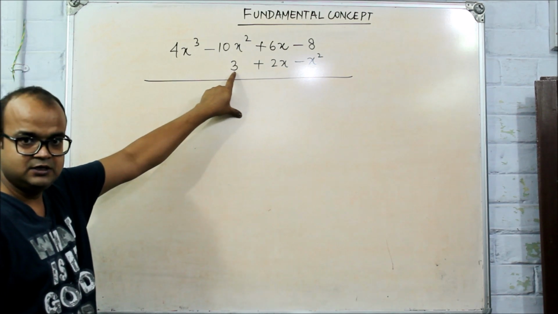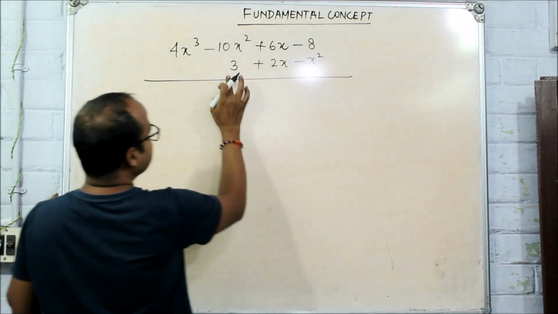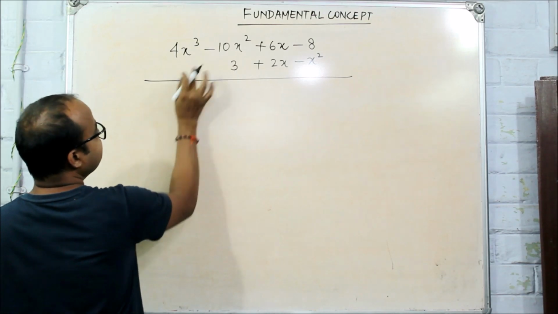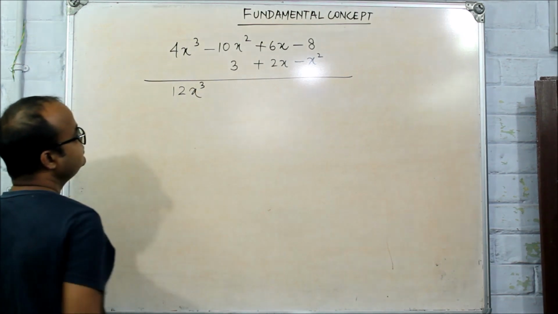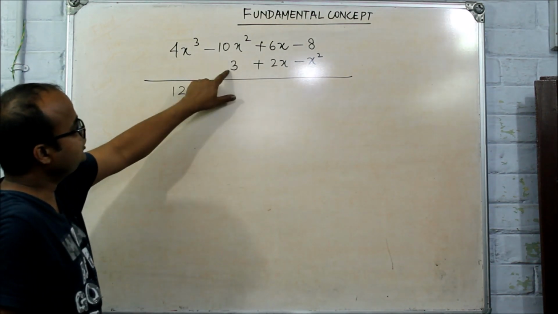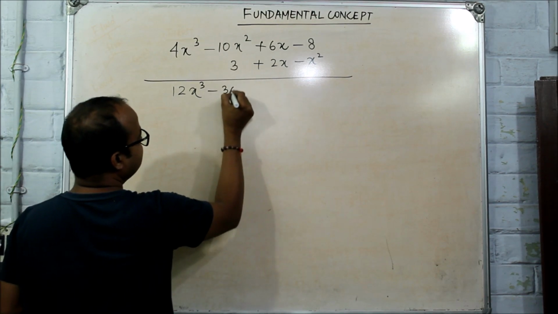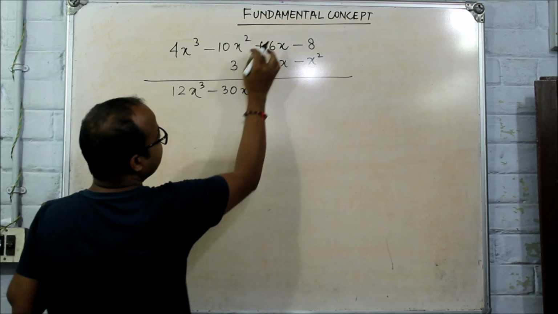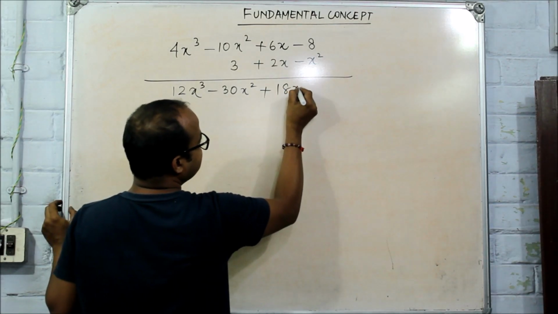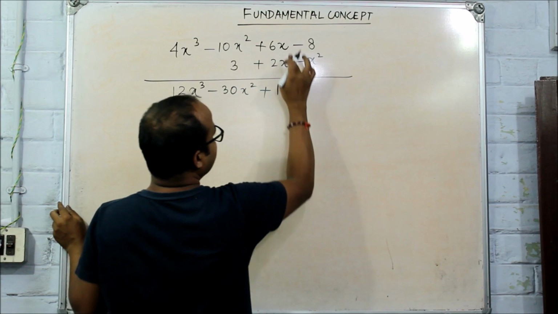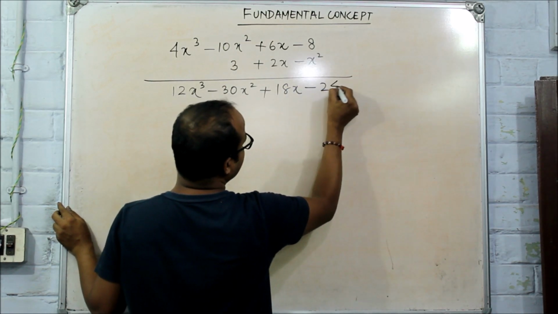First term is 3. So we need to multiply 3 with the entire term. So if I multiply 3 with this, 3 fours are 12 x cube, 10 into 3, 30, so minus 30 x square, plus 3 sixes are 18x, and minus 3 into 8, 24.